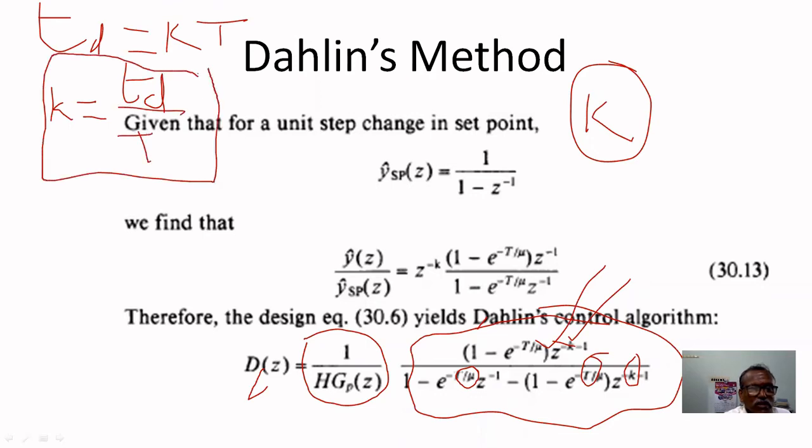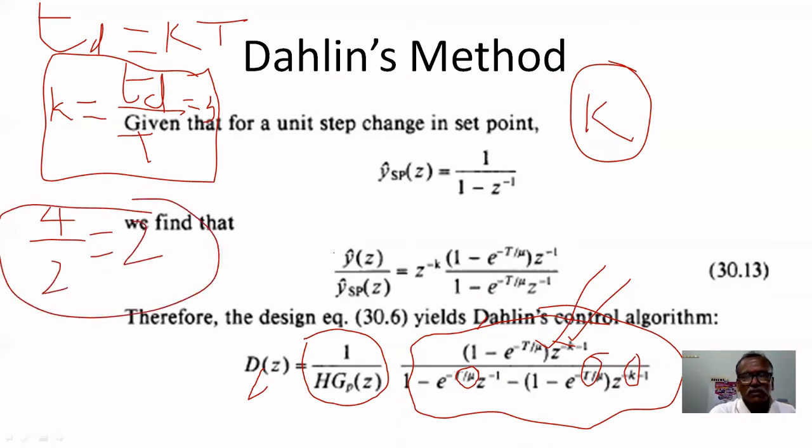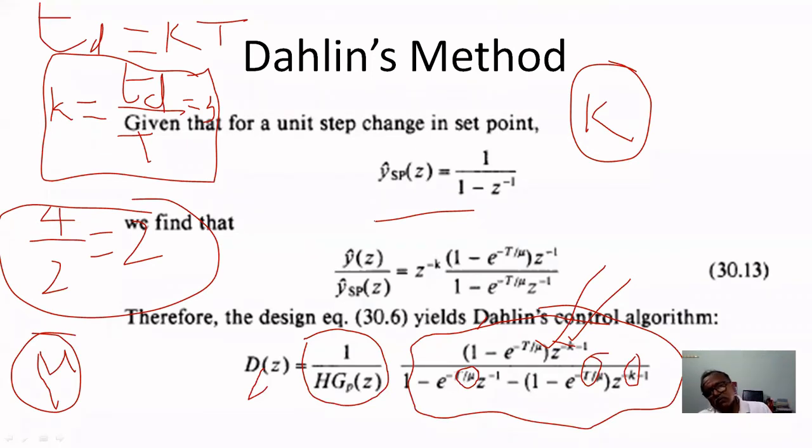Suppose sampling period is 1, dead time equal to 3 seconds, k equal to 3. Suppose sampling period is 2, dead time is 4, then you will get k equal to 2. So all depends upon the sampling period. Mu, already I told you that mu is the closed loop time constant. You can choose it less than the open loop time constant. So mu and k, if you substitute and choose the sampling period, you will get the response.